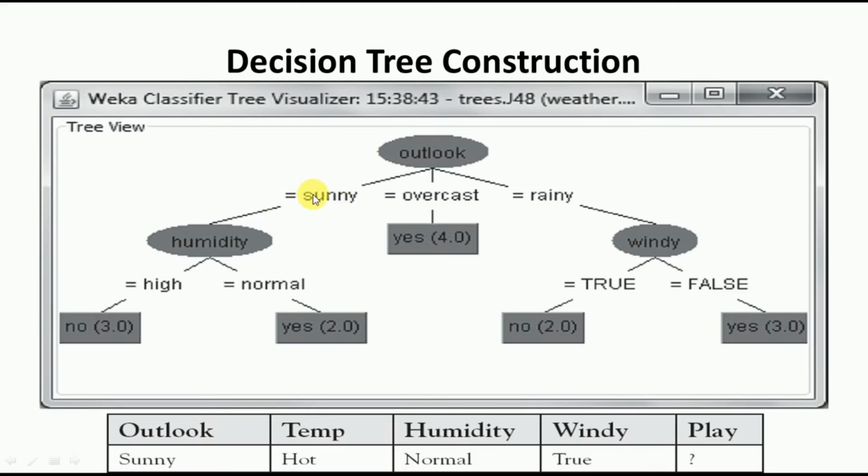Go to this branch, outlook is equivalent to sunny. Next question I need to ask is this one: humidity. Humidity is equivalent to what, given to us? Normal. So what is the final answer we got? Yes here. So the person will play the tennis in this case. So this is how we can construct the decision tree for a given data set, as well as calculate the decision variable for the given testing example.